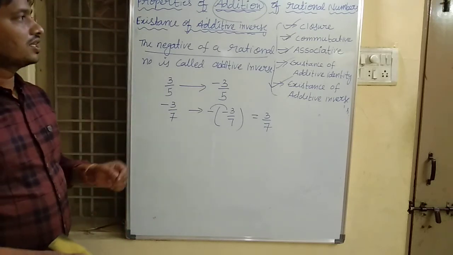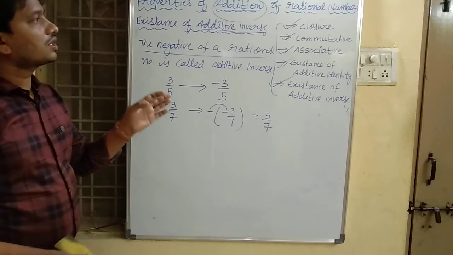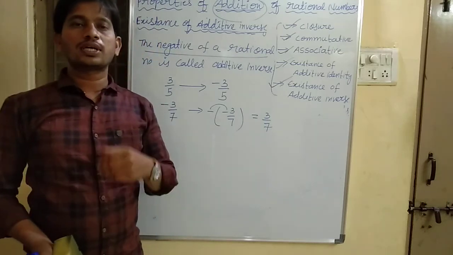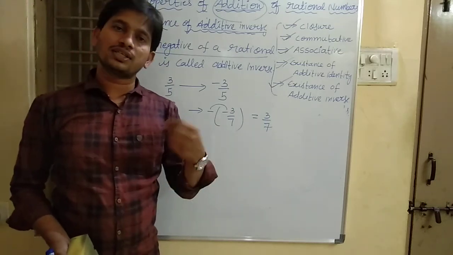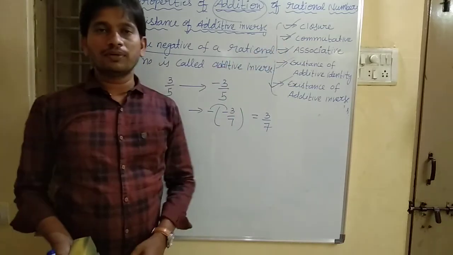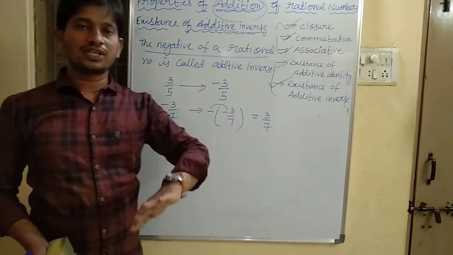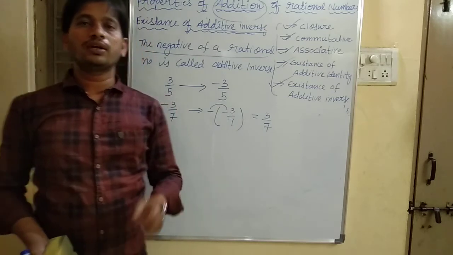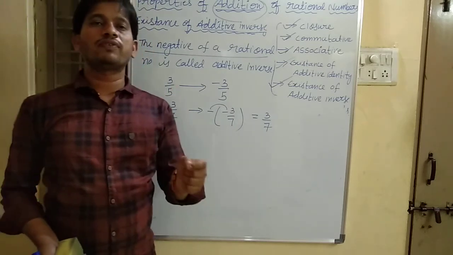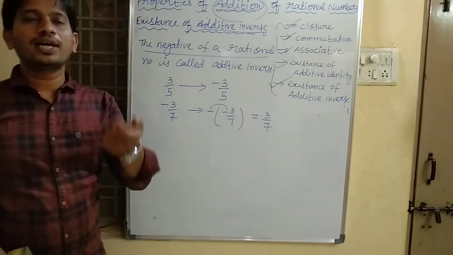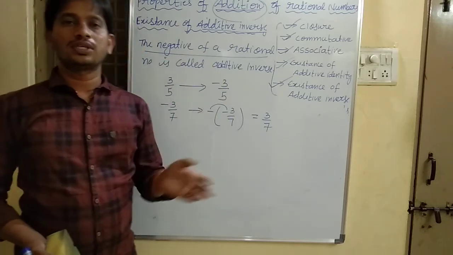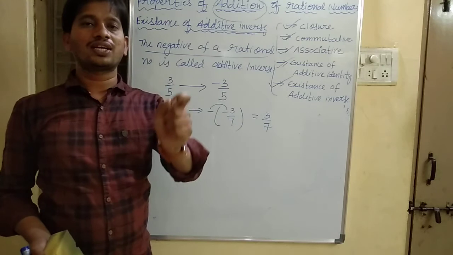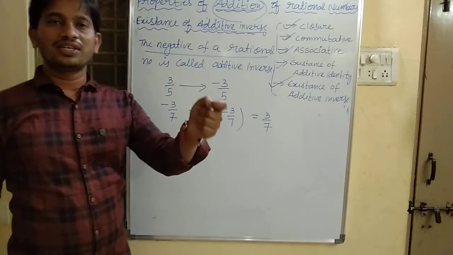Okay, so today in this class we have discussed properties of addition of rational numbers, that is closure property: the sum of any two rational numbers is always a rational number. Commutative property: if we change the order of rational numbers also, result will be same. Associative property: we will take three rational numbers. First we will add second and third rational number, and for that result we will add first rational number. On the right hand side we will add first and second rational number, and for that result we will add third rational number. We will get result is same.